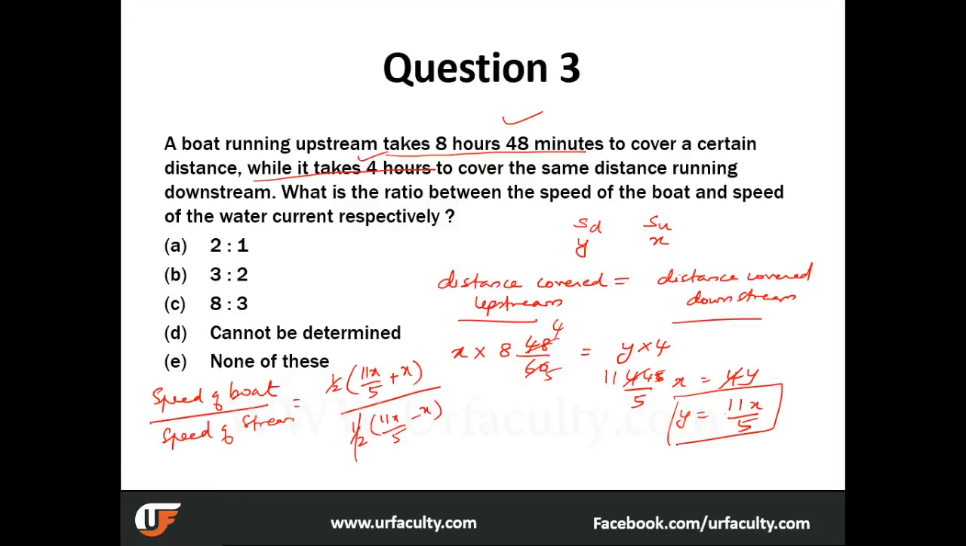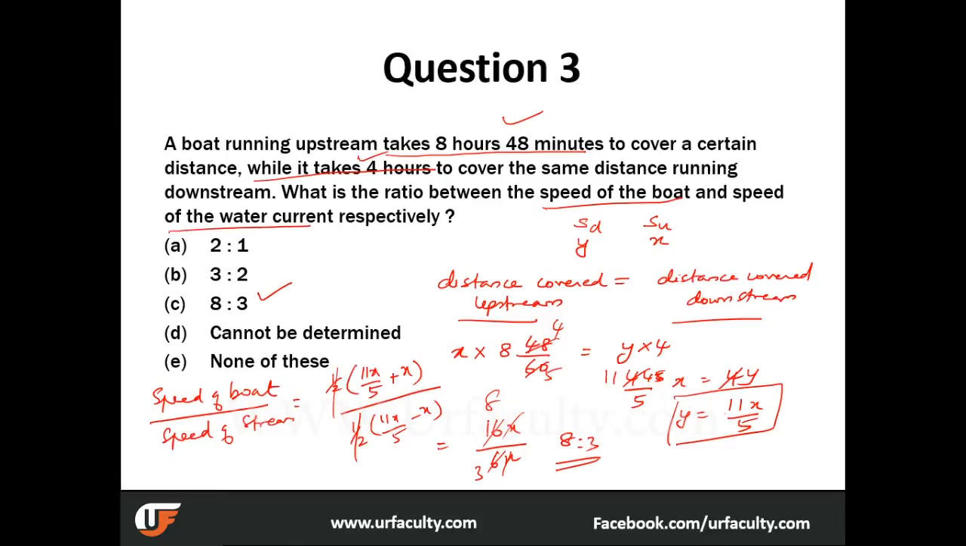Right? We can cancel this off. So what are we left with? 11 plus 5 is 16x by 6x, which is equal to, we can cancel this, 8:3. So 8:3 is your required ratio of speed of the boat and speed of the water current, which is the speed of the stream.